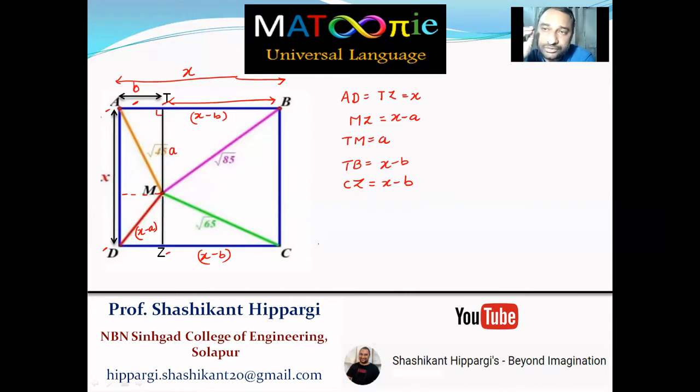That's why if you look at the question, the person who has given this question has given three values. Look at that: root of 45, root of 85, and root of 65. And that is only for the reason that you should be able to form three equations. So now we will try to form the three important equations of this question.